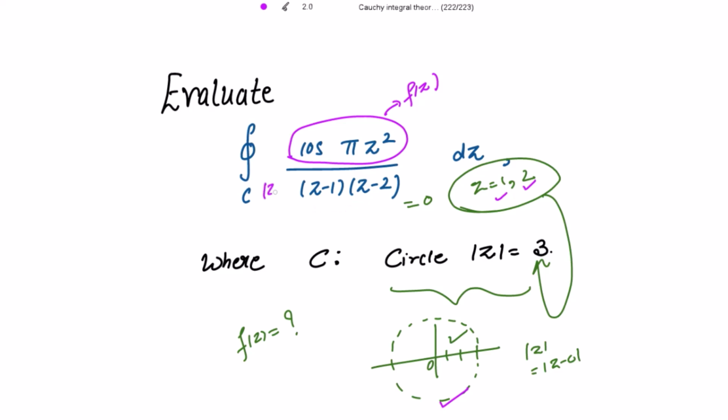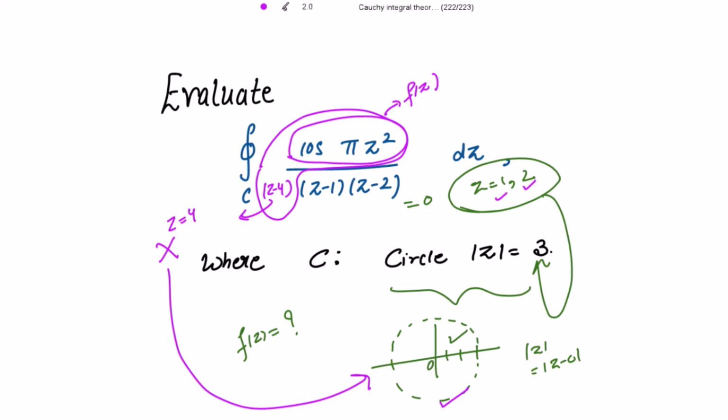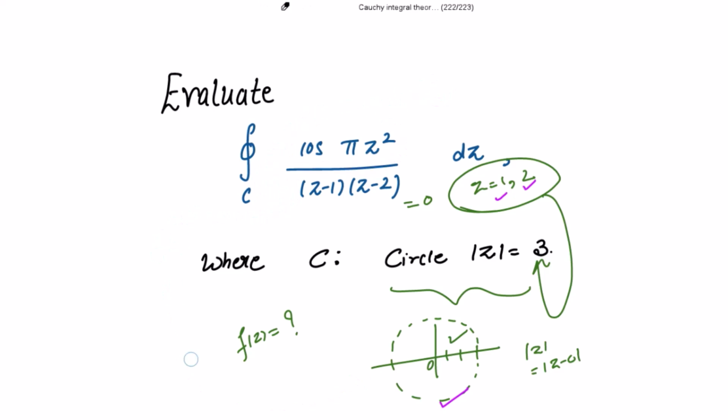If suppose I also have z - 4, then z = 4 does not lie inside this circle. So for this case, we also have to include this with our f(z). The point which is not lying inside the circle, just include that bracket with f(z), right? Now in our case, both the points lie inside the circle, so we have taken f(z) to be this only. Is it understood? Okay, let's move on to the solution.